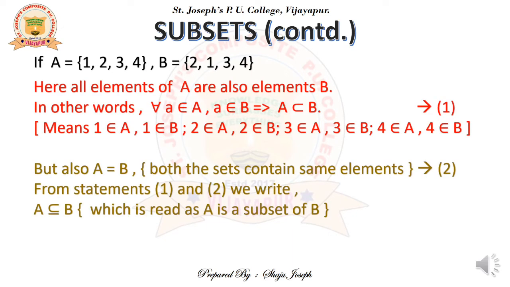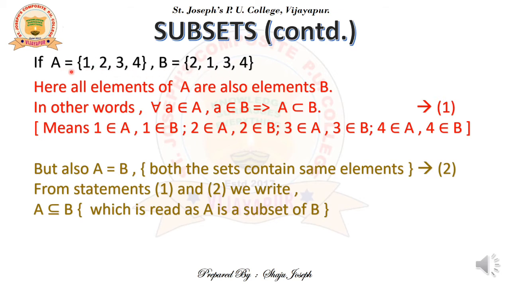So if that is the case, what happens? Let us see. Say in the first case, all elements of A are also the elements of B, right? 1, yes, 1 exists. 2, 2 exists. 3, 3 exists. 4, 4 exists, right? So when all the elements exist exactly at the same time, are they equal? Yes, they both are equal also.